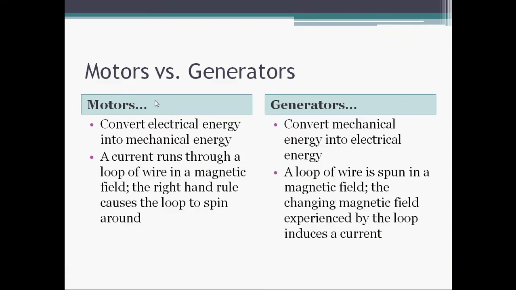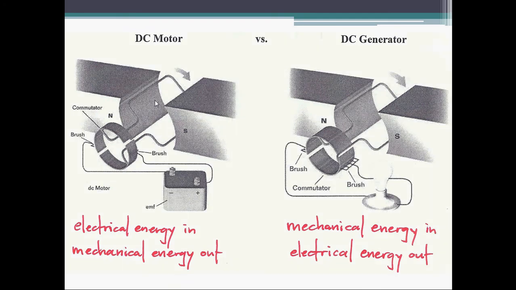Now with a generator, similar idea, similar setup, but it's the opposite in terms of input and output. The idea with a generator is that we are inputting mechanical energy and getting electrical energy out of it. Instead of hooking up our loop of wire to a power source, what we do is mechanically crank it around, just using a crank for lack of a better term. We physically cause the loop of wire to spin around in that magnetic field.